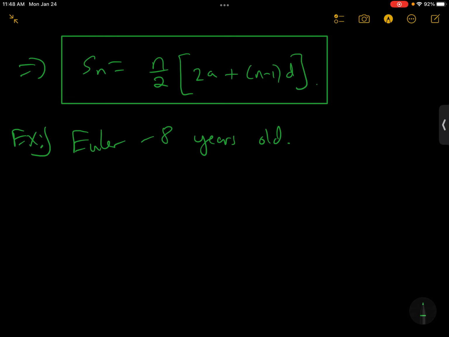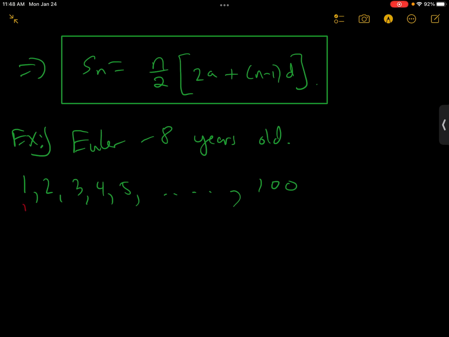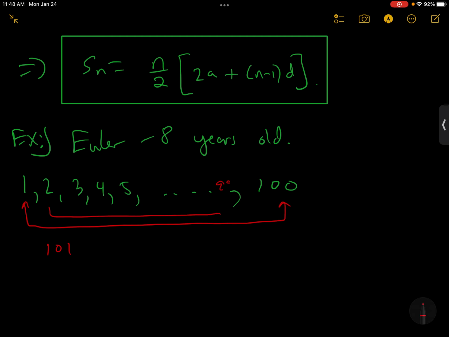So if you're adding up the first 100 numbers, you're looking at the sequence 1, 2, 3, 4, 5, all the way down to 100. And if you want to add all these up, here's what he did, which is exactly what this formula does. You take the first and the last number, you add them together, you get 101. You take the 2 and the 99, and you get 101, right? You take the 3 and the 98, and you get 101.